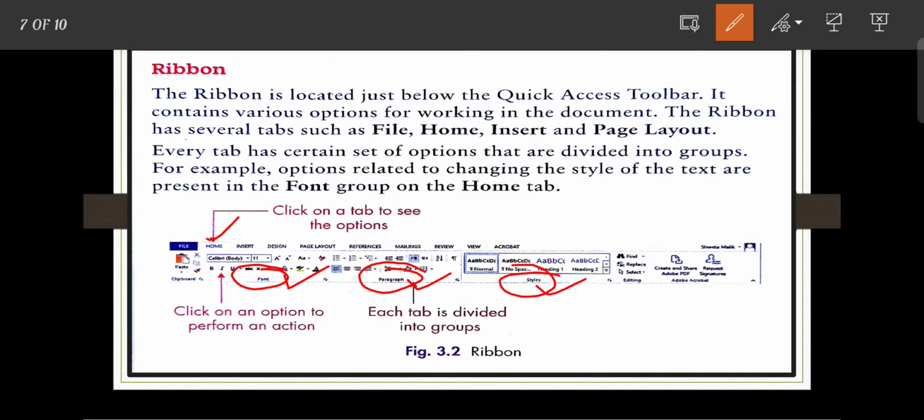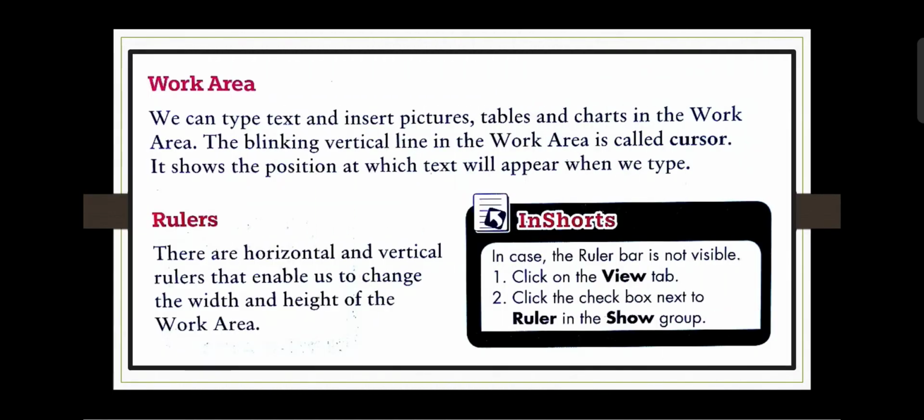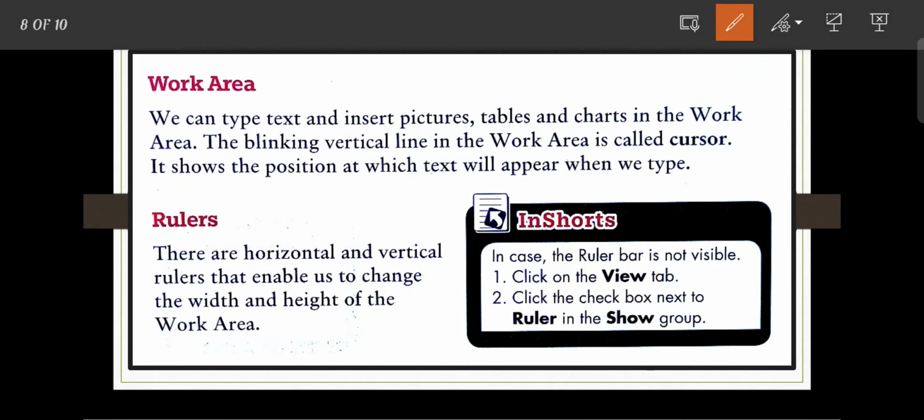Next component is the work area. We can type text and insert pictures, tables, and charts in the work area. The blinking vertical line in the work area is called the cursor. It shows the position at which text will appear when you type. Next is rulers. There are horizontal and vertical rulers that enable us to change the width and the height of the work area.